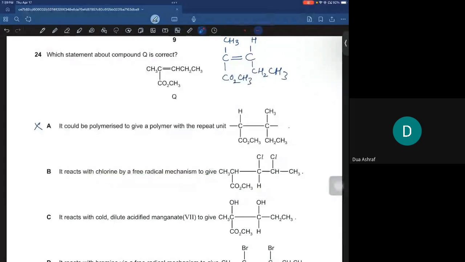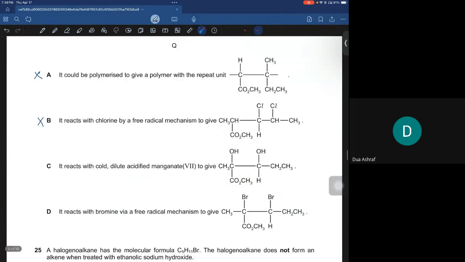So in a free radical reaction, the double bond wouldn't break down. In option B, they have broken down the double covalent bond, and this is incorrect.